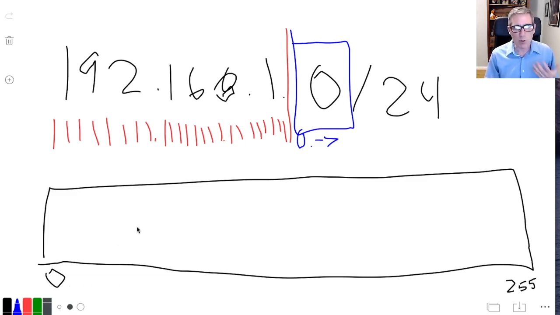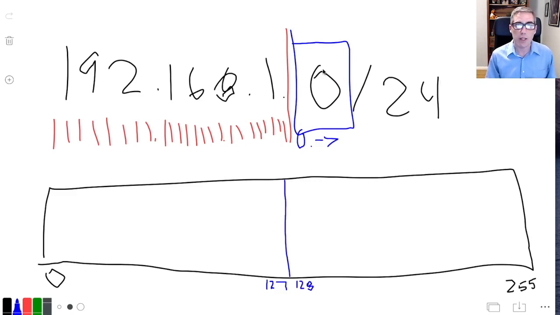Now, let's say we did want to subnet this. For some reason, we don't want a single network with 254 addresses. We want to break it into 2 separate networks. So what we can do is draw a line here, and it's going to be broken in half. This number goes to 127, and it starts at 128. So now we have 2 networks.